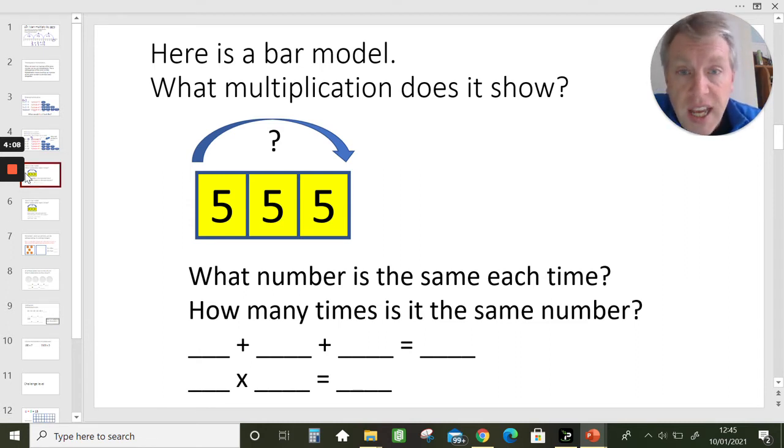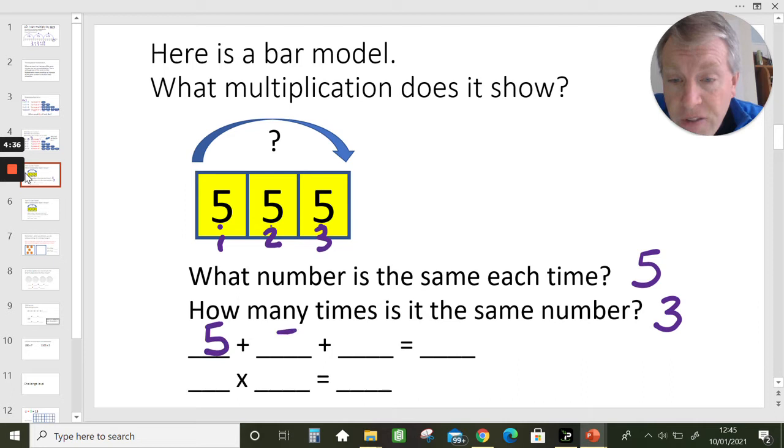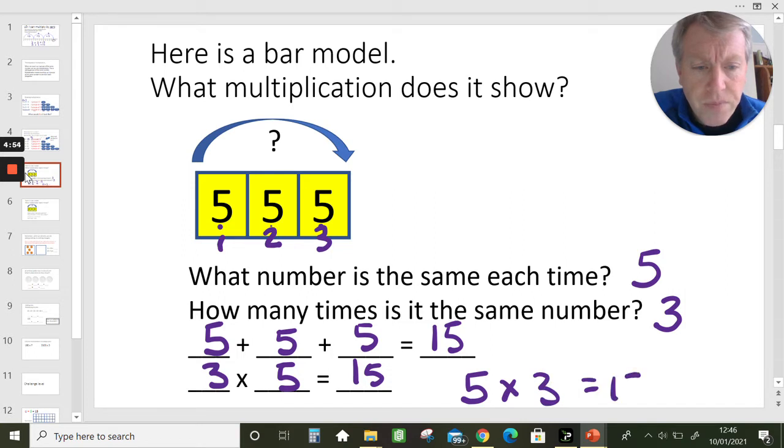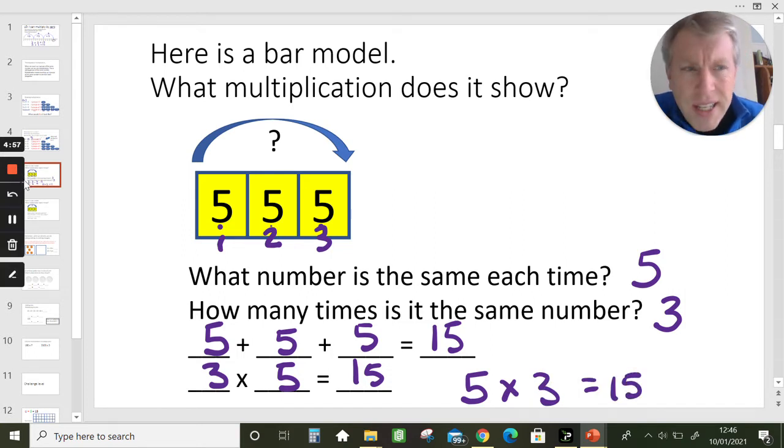Here's a bar model. What multiplication does it show? Well, multiplication is the same number each time. Groups of the same number. 5 here, 5 here, 5 here. So, what number is the same each time? Well, it's the number 5. How many times is it the same number 5? 3. 1 time, 2 times, 3 times. So, to work out how many altogether, it would be 5, add 5, add 5 equals 15. We know that that's multiplication. 3 times 5 equals 15. Could I have done it a different way? Of course. I could have said it's the number 5, 3 times.